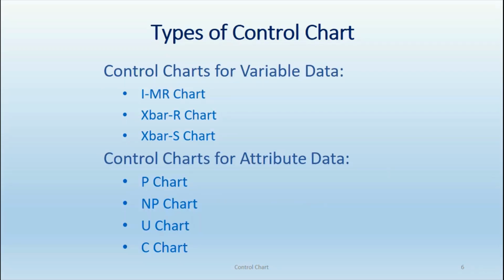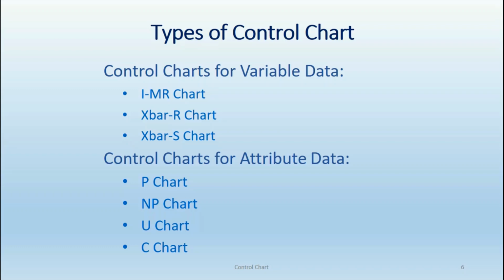Now, if your data is continuous type or variable type, then you have three types of control chart. That is IMR chart, X bar R chart, and X bar and S chart. And if you have data which is attribute type or discrete type, then you have four types of control chart, which are P chart, NP chart, U chart, and C chart.